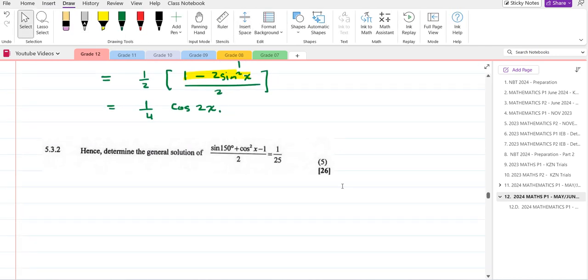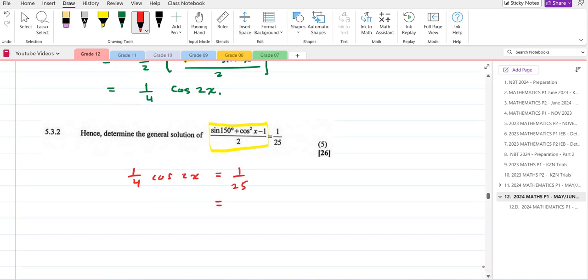It's 5 marks. Determine the general solution of. Now we already simplified this into quarter cos 2x. So we got quarter cos 2x is equal to 1 over 25. Right, so let's multiply both sides by 4. So I've got 4 over 25, and this is cos 2x multiplied by 4, right? So quarter times 4 is 1, cos 2x equals 4 over 25.